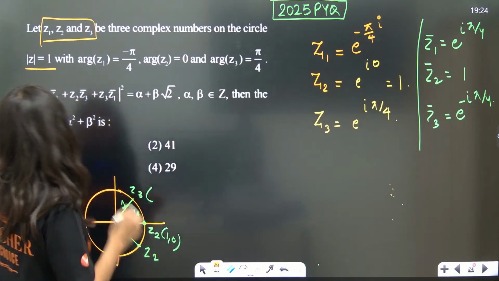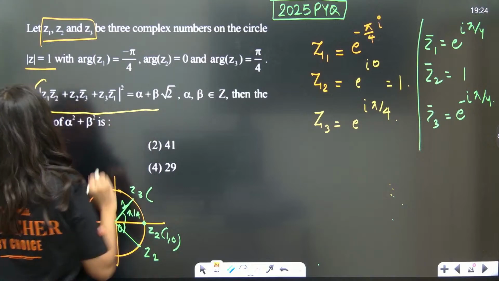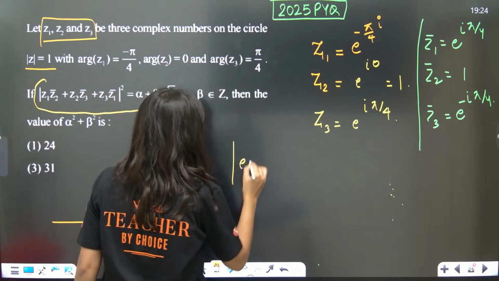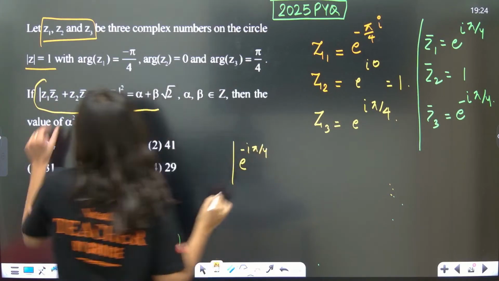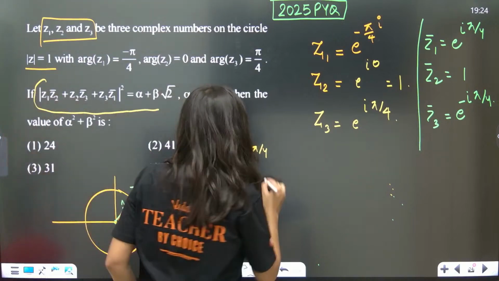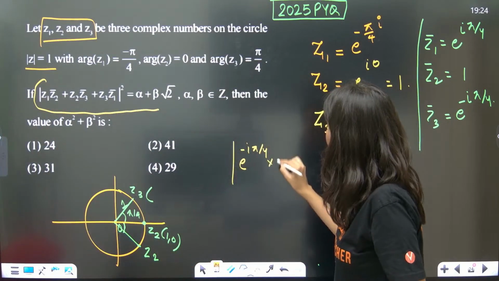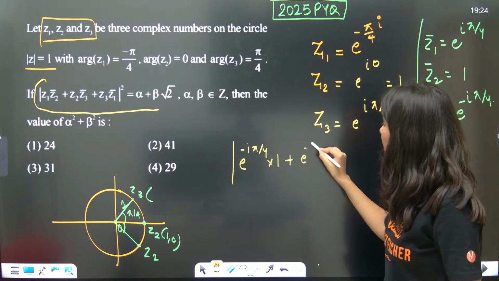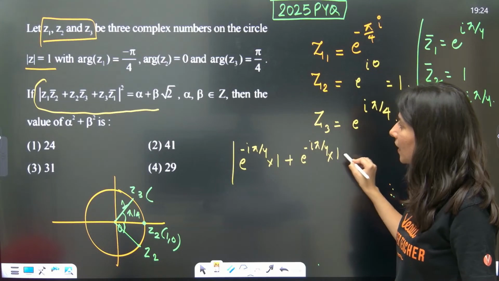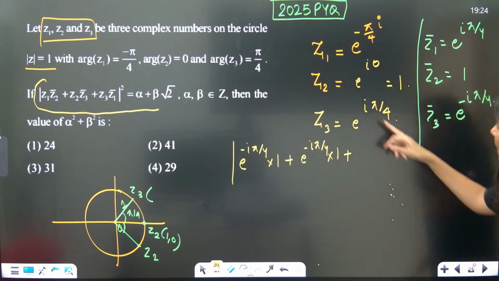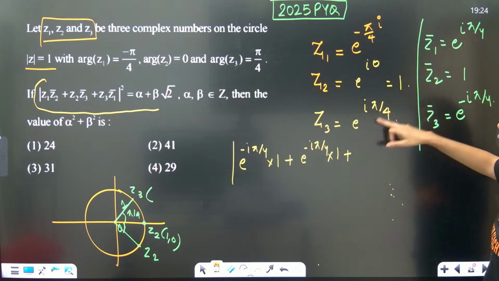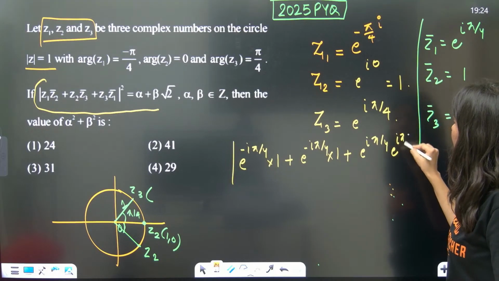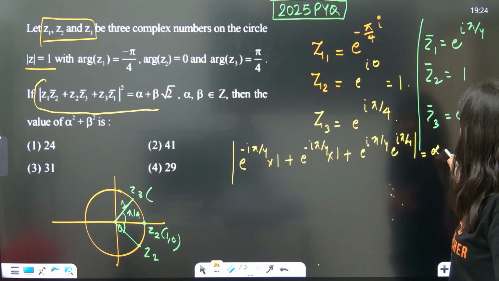Okay. Now, you need to solve this. Z1 bar, so mod of Z1, where Z1 is e power iota minus pi by 4, multiply Z2 bar. Z2 bar is 1 only, so 1 multiplication with 1 plus Z2 Z3 bar. So Z2 into Z3 bar is e power minus iota pi by 4, into 1 plus Z3 Z1 bar. So Z3 into Z1 bar is e power iota pi by 4 into e power iota pi by 4. Correct? Modulus squared is given as alpha plus beta root 2.